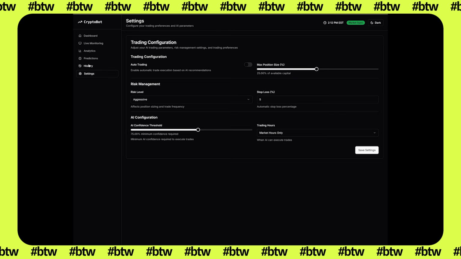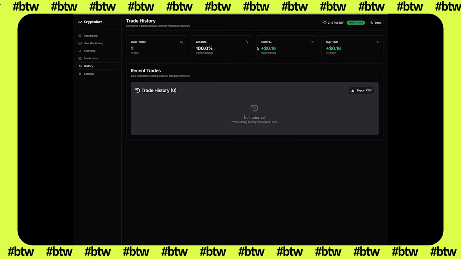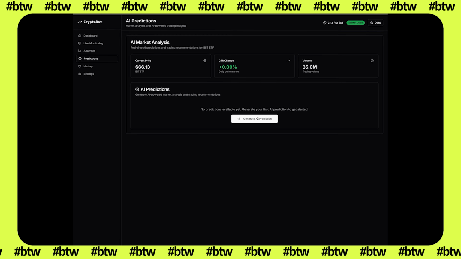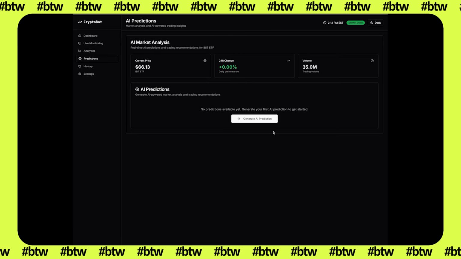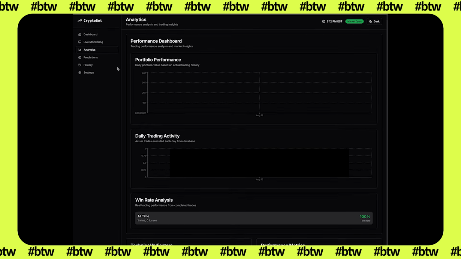Not all the pages work perfectly, but most of them should work. I did some AI predictions, so I guess this one doesn't work perfectly, but it's to predict how well this will work. I have all the technical performance and live monitoring, and then here's my dashboard.